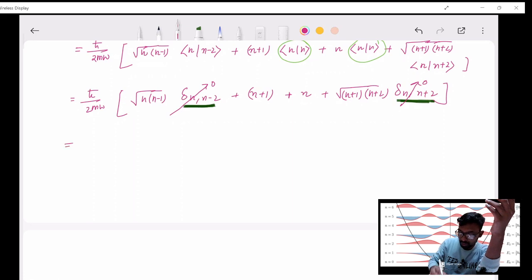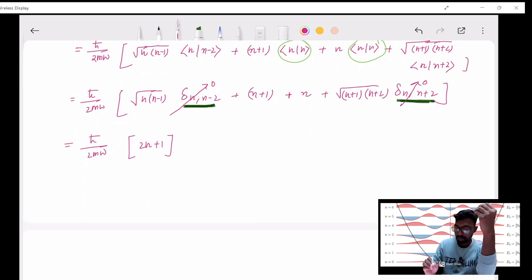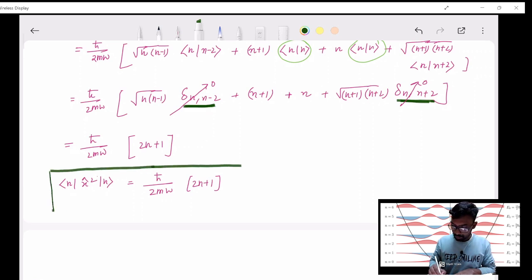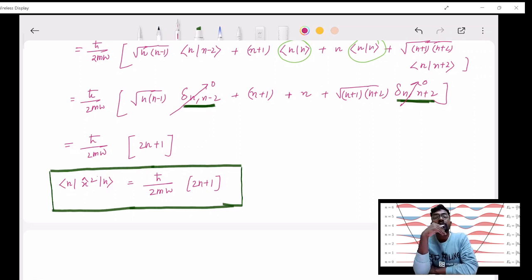So we get a very beautiful result. For the nth state, the expectation value of the position squared operator equals ħ upon 2mω times (2n+1). We get a very beautiful result. Please remember this result. It is very important for your competitive exam purpose.